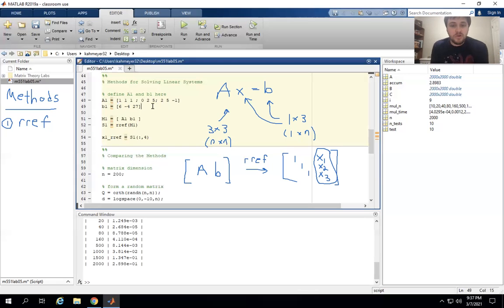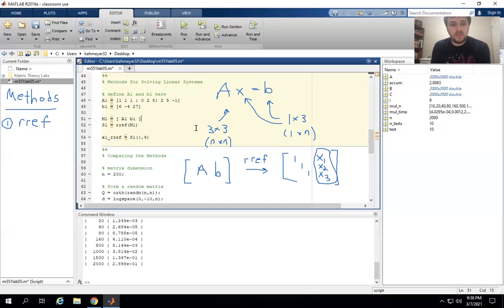And if I want to solve the system A1x equals B1, what I have to do for the reduced row echelon form is set up the augmented matrix, right? And that's what M1 is doing here. M1 is my augmented matrix A1, B1. And then I can define another matrix S1 to be the reduced row echelon form of M1, right? So it's going to look something like this over here.